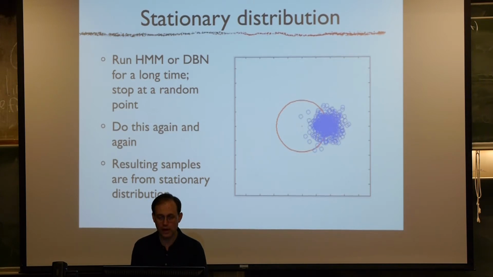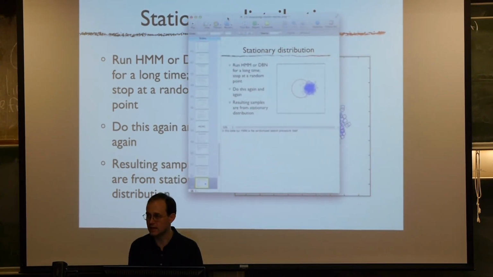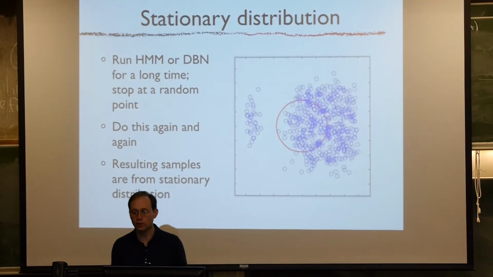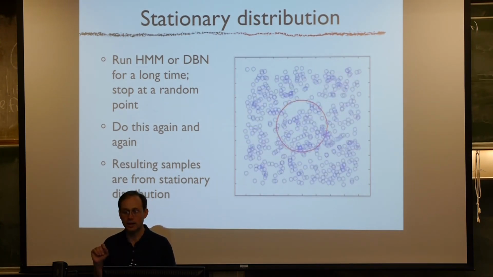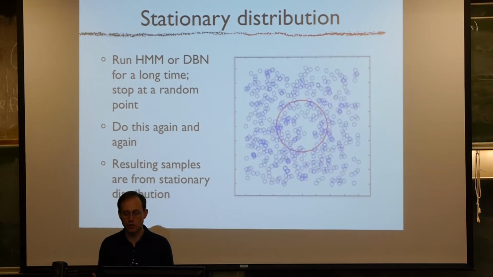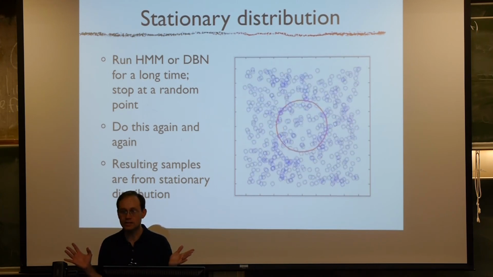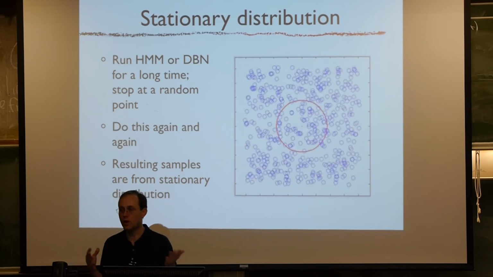Right? So for any hidden Markov model, or a dynamic Bayes net, or really any procedure where something random happens over time, you could run it for a long time, stop at a random point, and then pick a sample. And so what I've done here is I've taken our robot and I've just run it for a very long time. And you can see that very quickly you don't know how long ago you started.